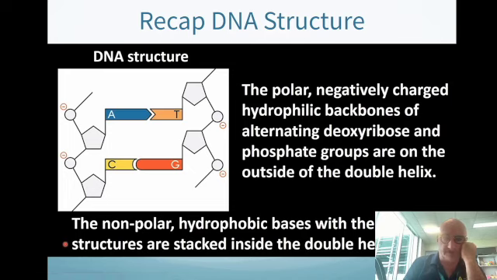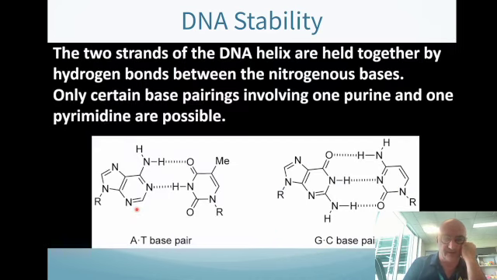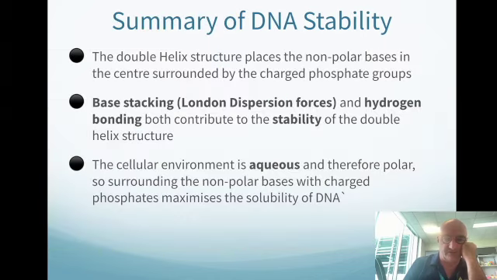DNA structure: TAGC, a hydrophilic backbone, and non-polar hydrophobic bases with their planar structures stacked inside the double helix. They are flat molecules in the center of that chain there. DNA is very stable because of the base stacking. You can see the bonds between the GC and the AT, and the planar London dispersion forces. Great question. AT and the GC. There we go, just said that.